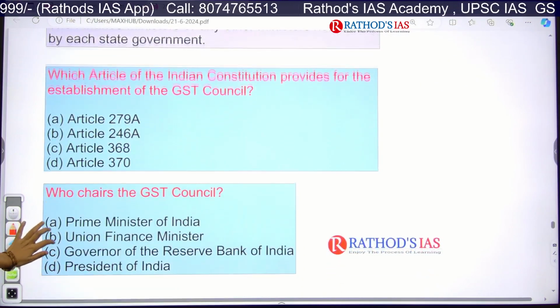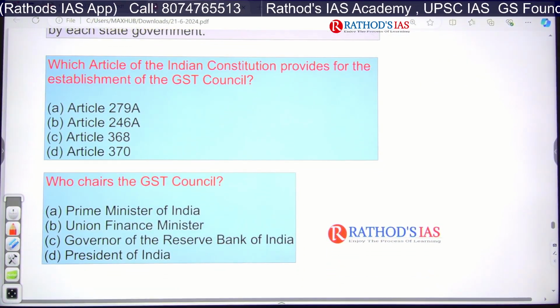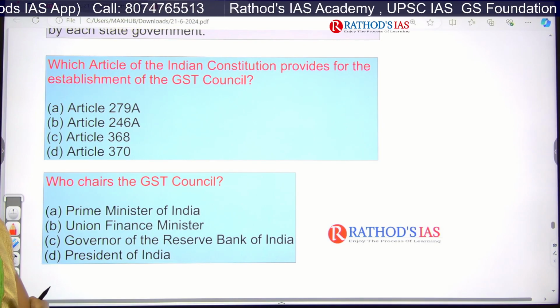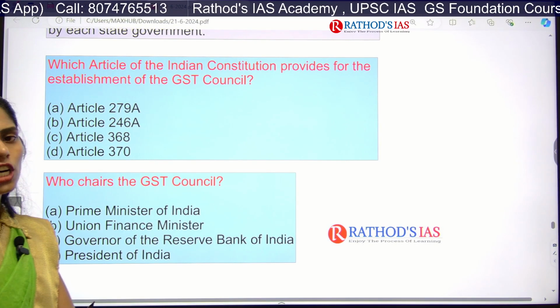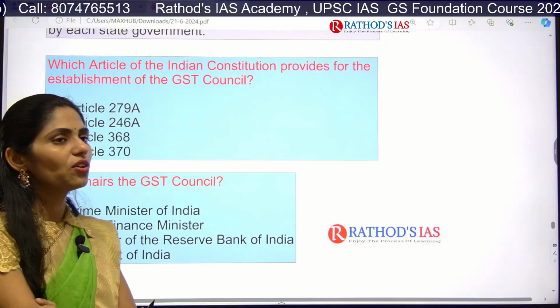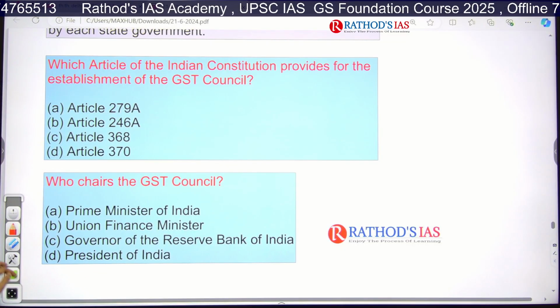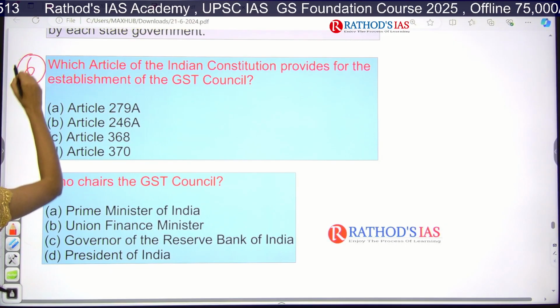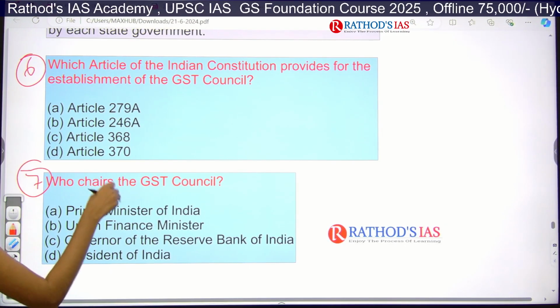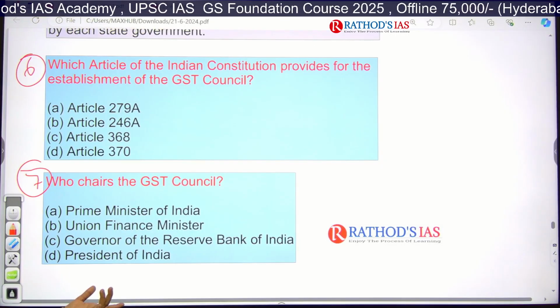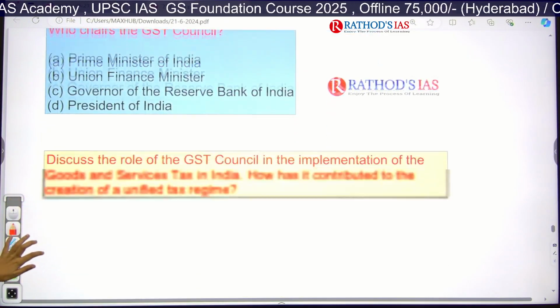And now let us see the questions. The first one: which article of the Indian Constitution provides constitutional status to this GST Council? Please let me know the answer. This is the sixth question. And the seventh question is, who chairs this GST Council? Please let me know the answer.